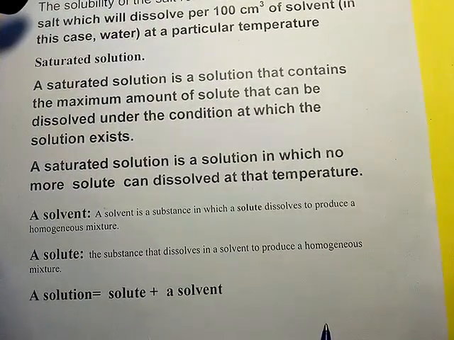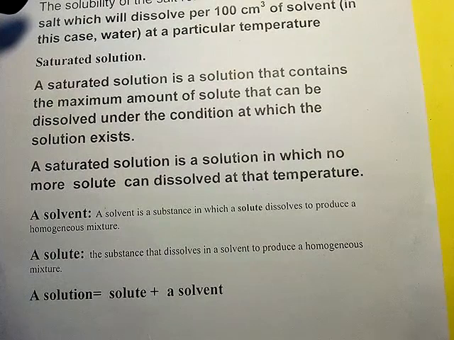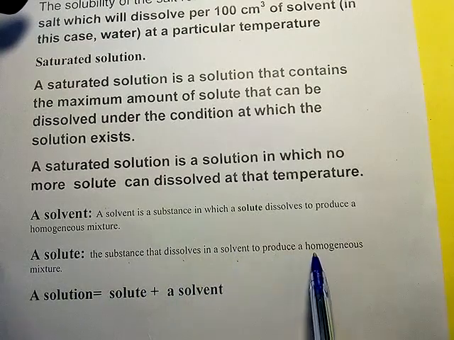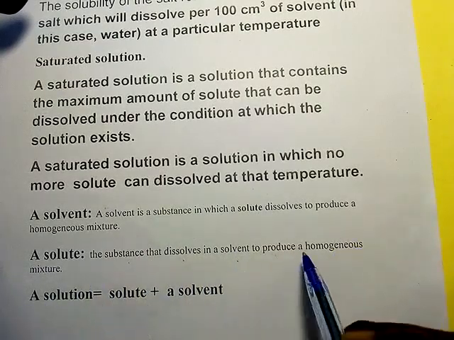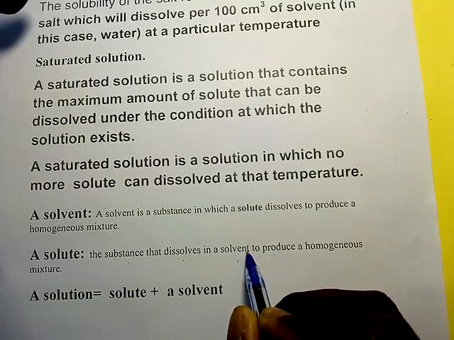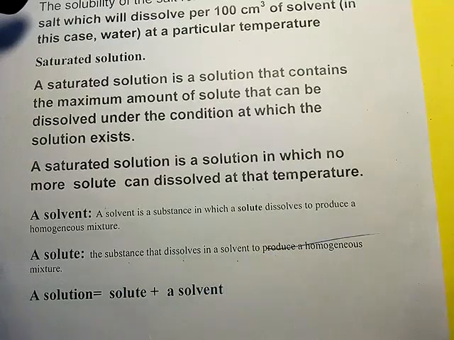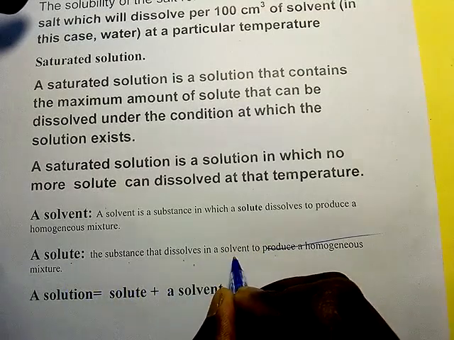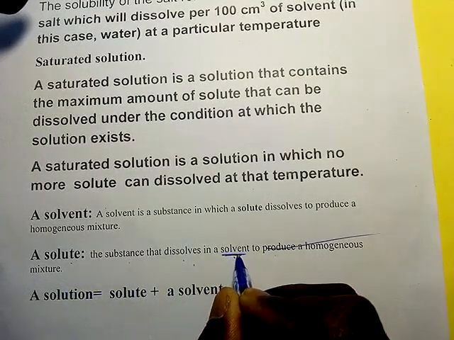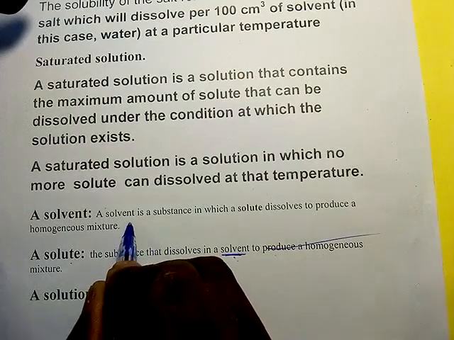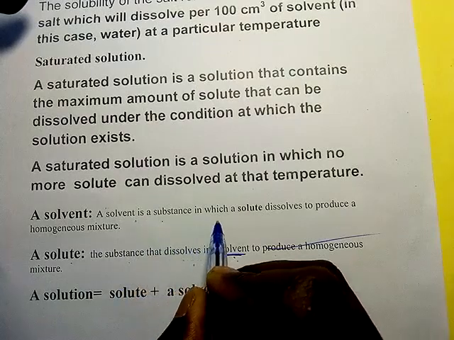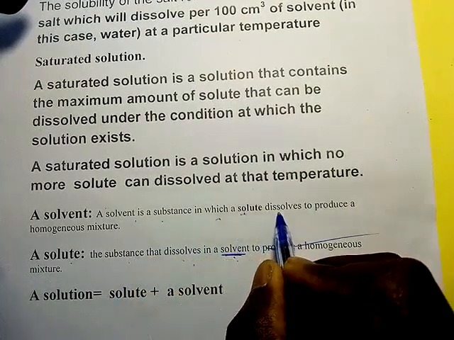What is a solute? A solute is a substance that dissolves in a solvent to produce a homogeneous mixture. Even if you stop at "dissolves in a solvent", leave the rest. So a solute is a substance which dissolves in a solvent. And then what is a solvent? A solvent is a liquid, or a substance in which a solute dissolves.